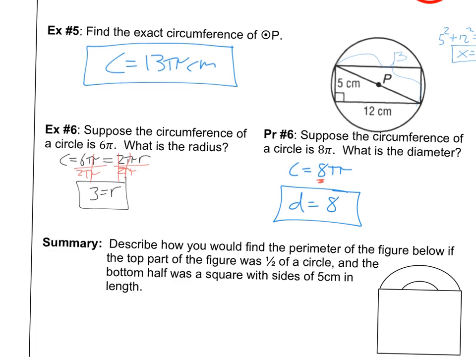All right. So, you've got your circumference is 8 pi. The diameter has to just be this number right in front, right? This is just the diameter times pi. That's how we get circumference. So this is your diameter. So the diameter is 8.